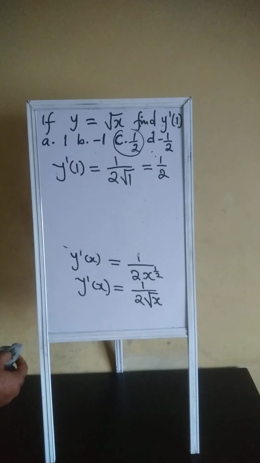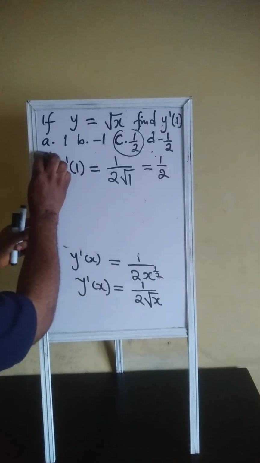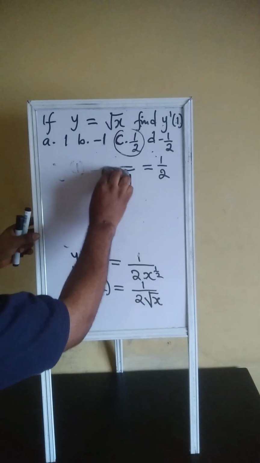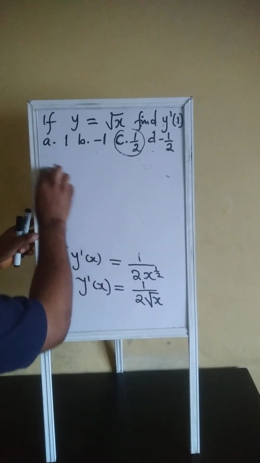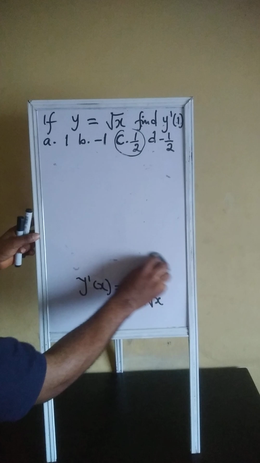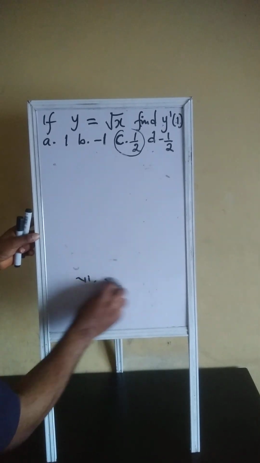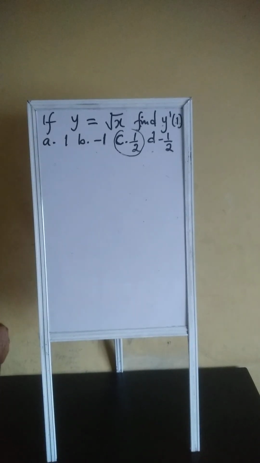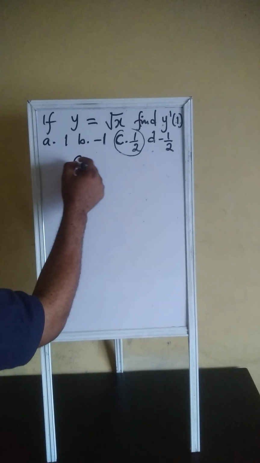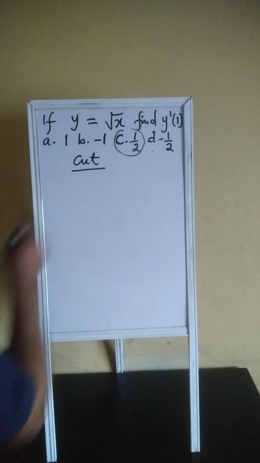But for clarity, especially for those writing objective questions or CBT, if you want to use shortcuts in order to solve this particular problem, the answer will appear. Now I want you to watch. So what do we do next? We want to use what we call a shortcut. We want to cut it off.